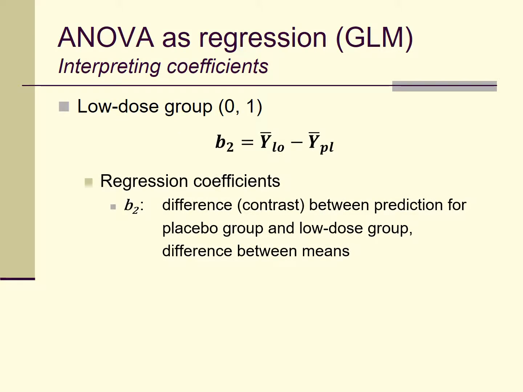So once again, b sub 2 is the contrast, or the comparison, or the difference between the average for the low dose group and the placebo dose group.